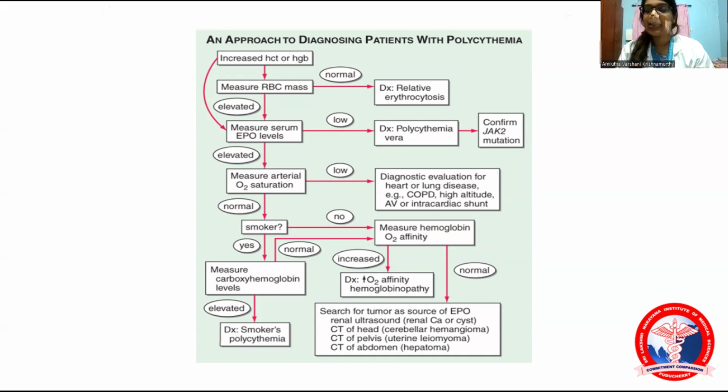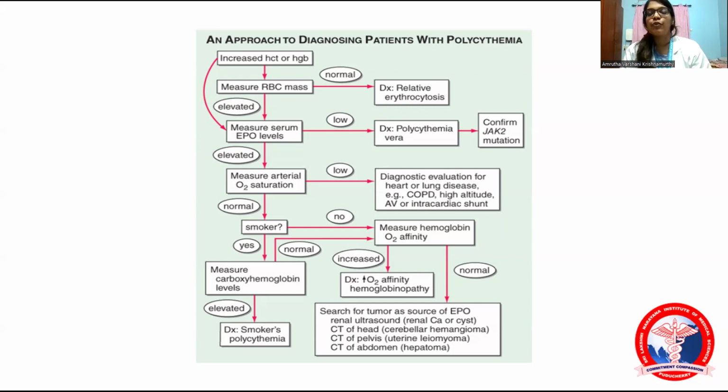Once it is elevated, the next step is to measure the erythropoietin levels. If the erythropoietin levels are low, then we'll go into our primary topic, that is polycythemia vera. But let us also see what happens if the erythropoietin levels are high. This means that there is a secondary polycythemia and we are supposed to find the cause.